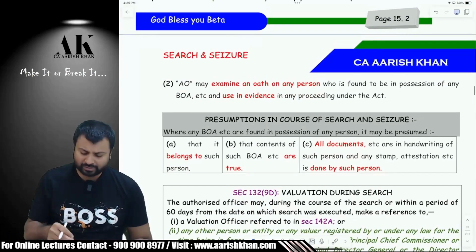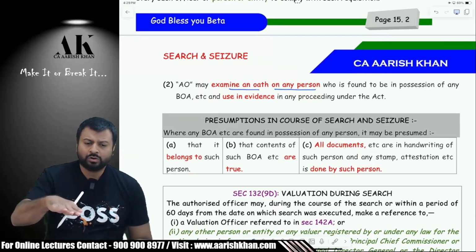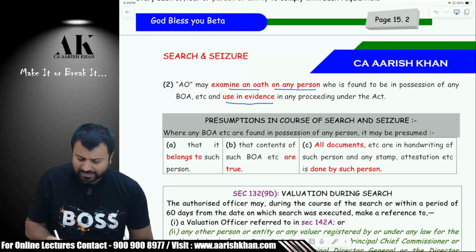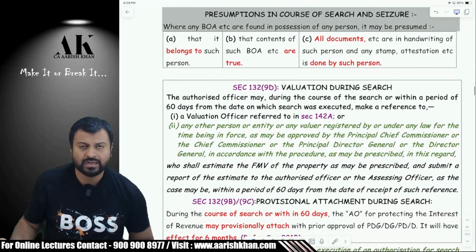Last but not least, then we'll move on to the next part. The AO may examine on oath any person. The AO may take oath of any person, and that oath may be used as what? As evidence under any proceedings under the Income Tax Act. Okay, let's move on to the next provision.